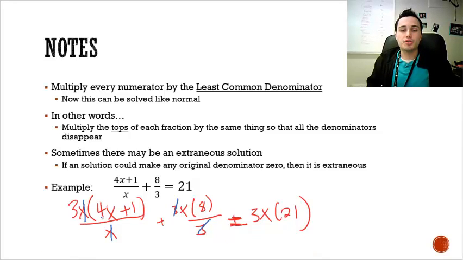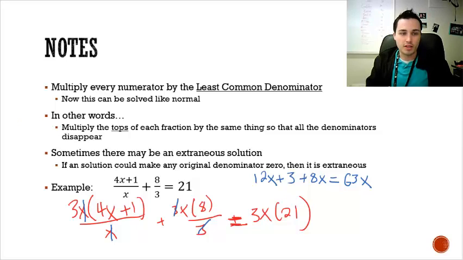Now I'm just going to distribute, combine like terms, and solve like normal. So 3 times 4x is 12x, 3 times 1 is 3, 3x times 8 is 8x, and 3x times 21 is 63x. Then we combine some stuff and you would solve it like normal. I'm not really interested in what that equals, but you just add, subtract, divide, your normal algebra 1 steps.